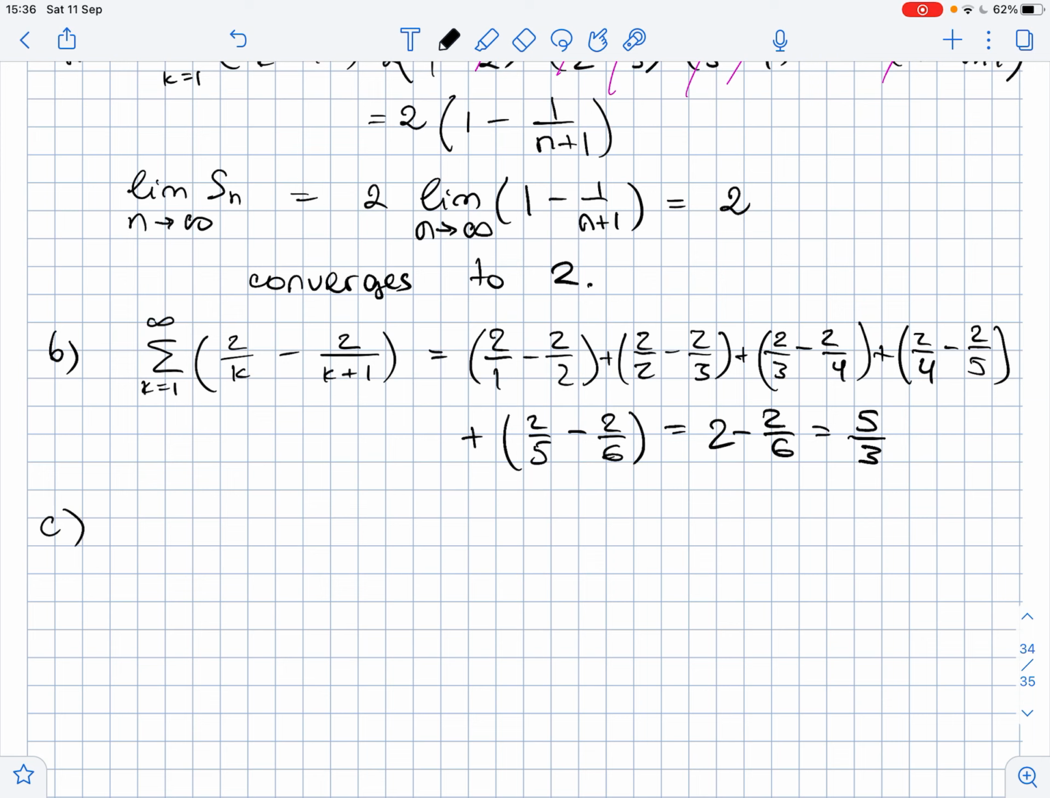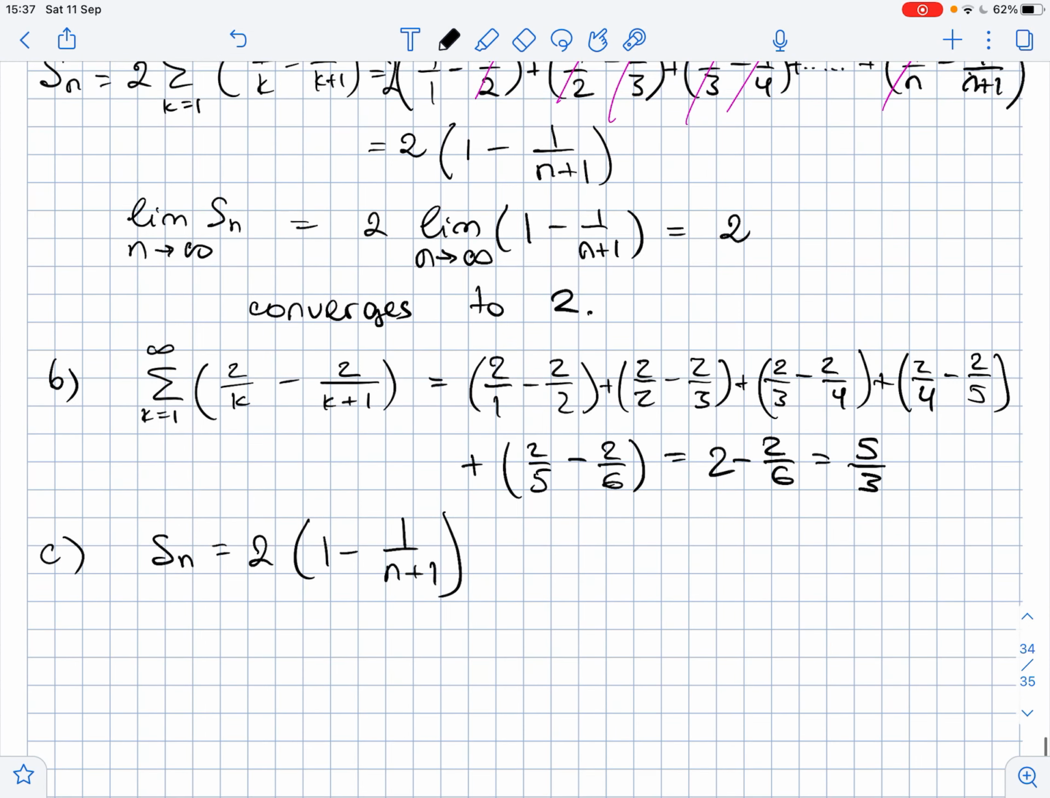And finally part C, the general term for the sequence of partial sums is Sn equals 2 times 1 minus 1 over n plus 1.